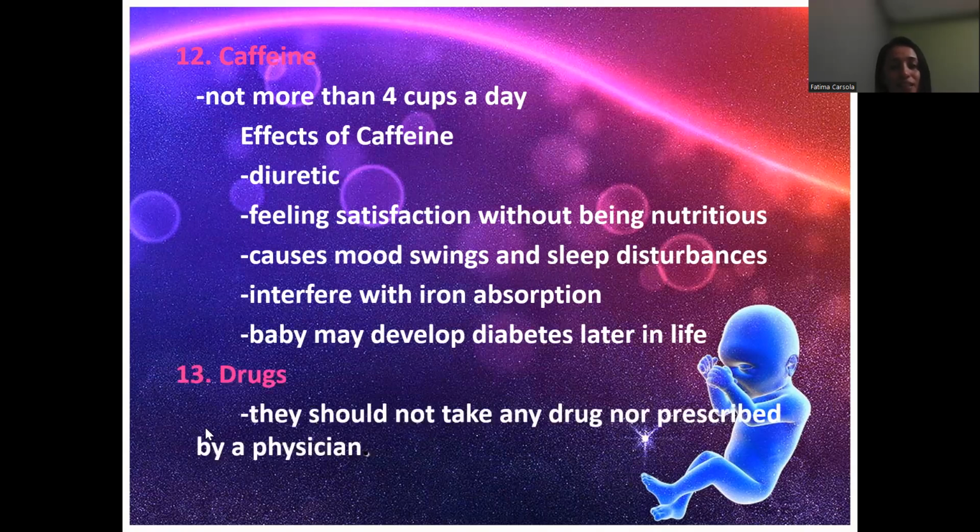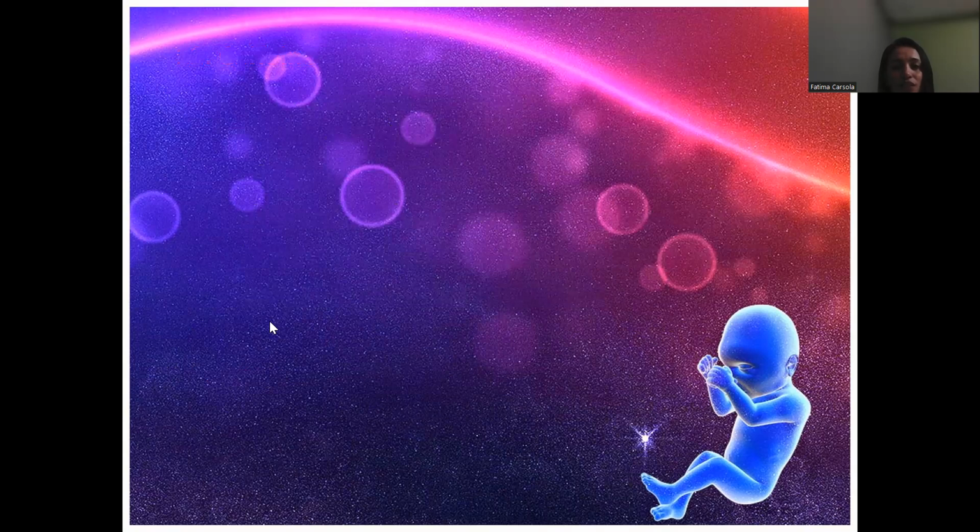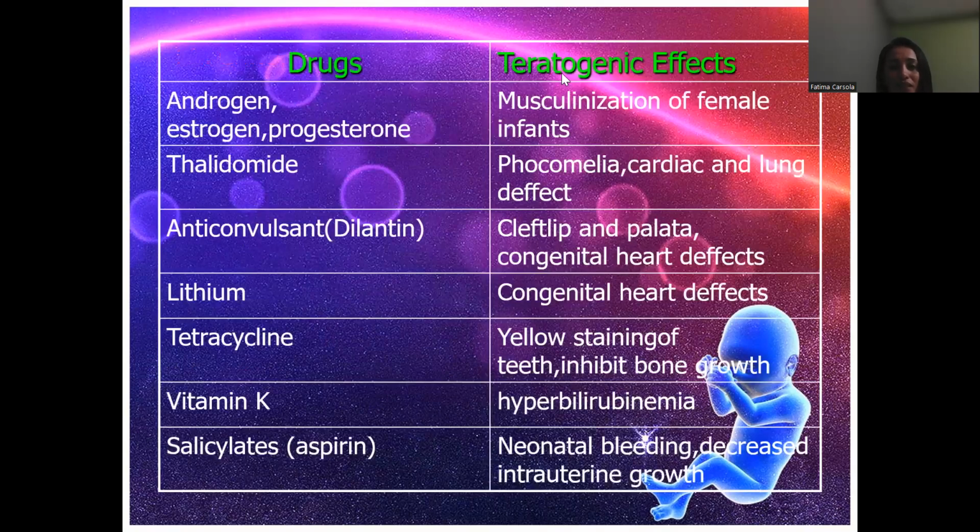Again, guys, in pregnancy, there are drugs that should not be taken, or if it's not prescribed by the physician, because there are drugs that could cause teratogenic effects. Like, for example, androgen, estrogen, and progesterone. This could cause masculinization of female infants. So you will wonder why there are females who look like males. Thalidomide, so you will have a baby with phocomelia, cardiac and lung defects. Sorry for the wrong spelling of the defect.